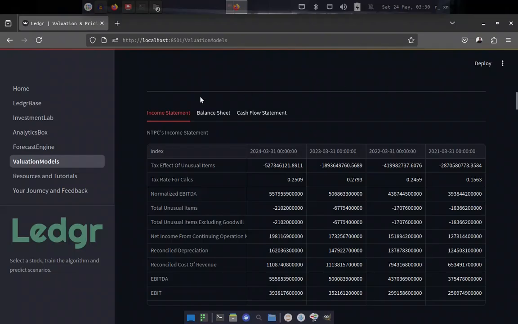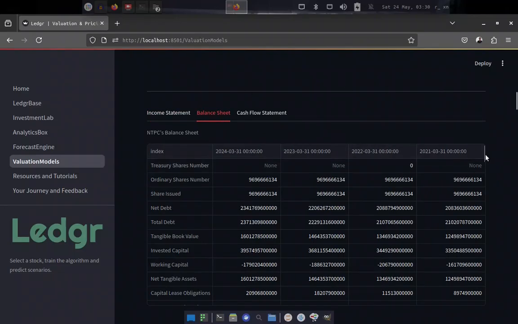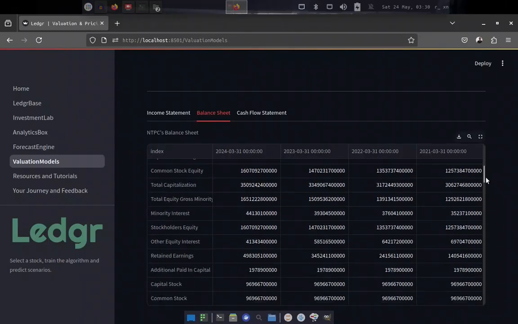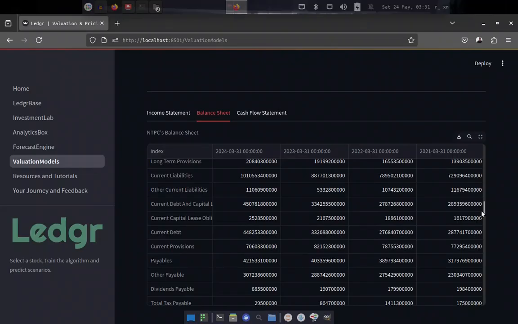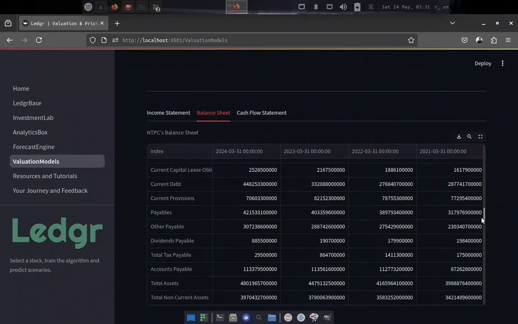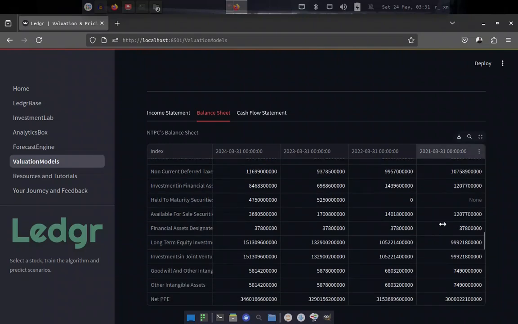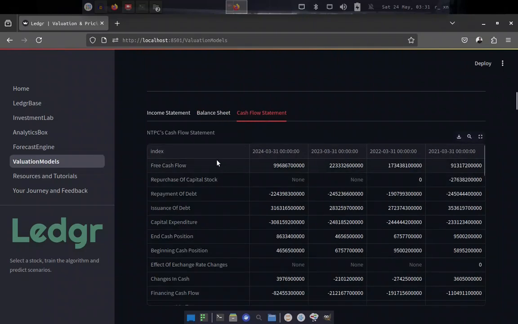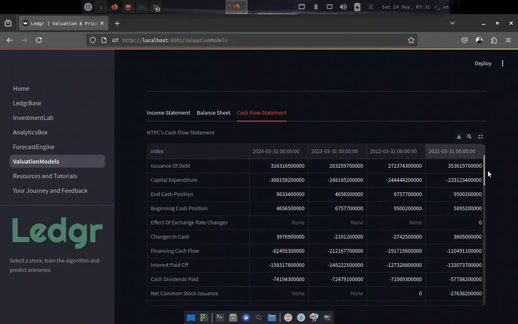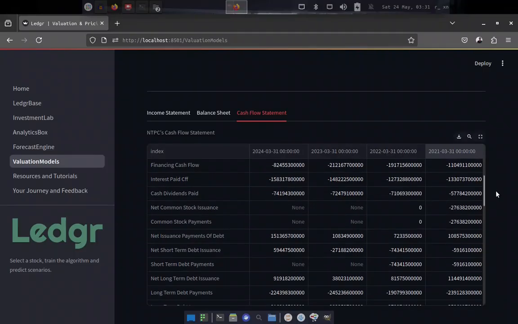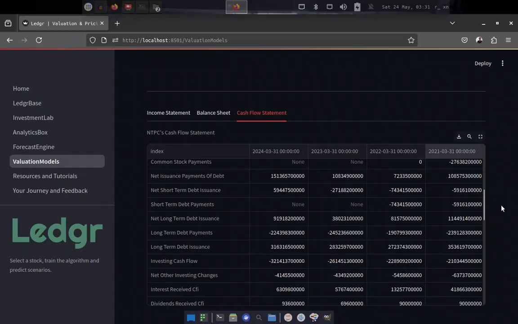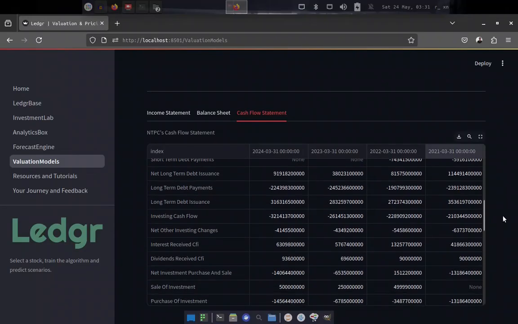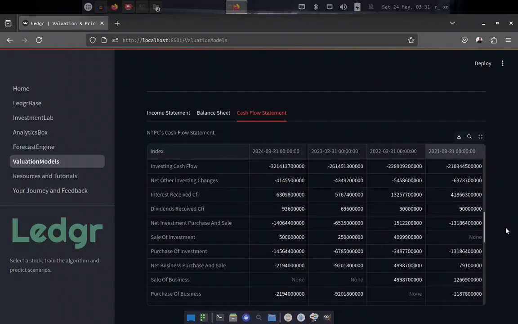Let us just take a quick look at the balance sheet. You can find your current liabilities, your current debt, everything right over here. And the same goes for the cash flow statement, wherein you can see how the cash has been flowing, what the working capital is, and what the payments and issuances are which are due from the company to its suppliers or its consumers.